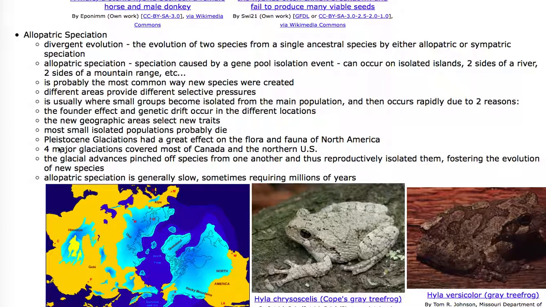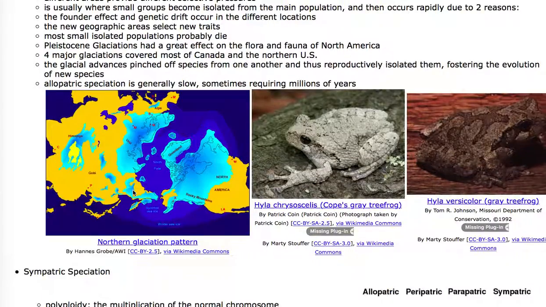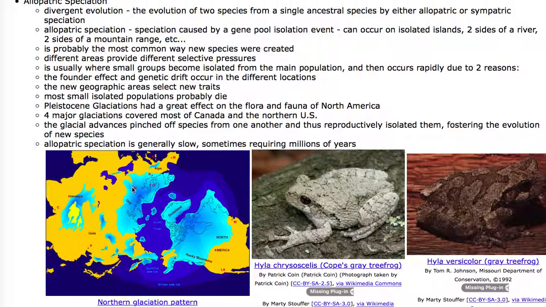Most recently, the Pleistocene glaciations here in North America were a big deal. That gave rise to all kinds of different frogs and birds in North America. And we see that across the continent. Generally, allopatric speciation is pretty slow. It's only going to happen across millions of years. It happened on the Galapagos Islands. It happened in Hawaii. The founder effect makes it a little faster because genetic drift can happen in those new areas. But ultimately, the isolated populations evolve rather slowly.